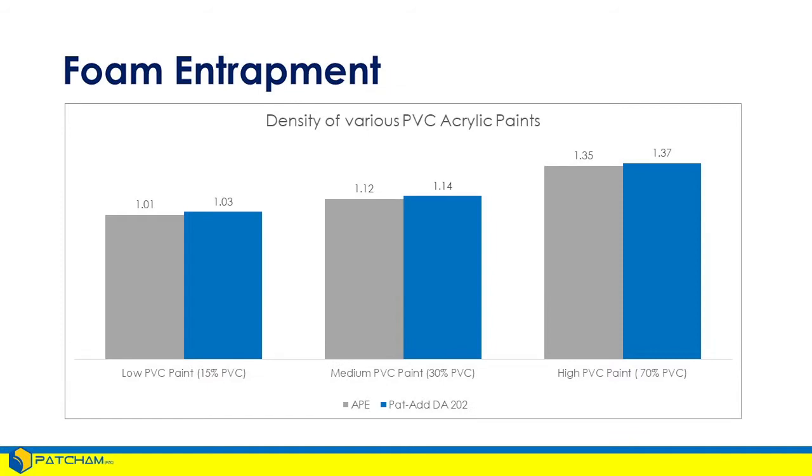Foam entrapment. This is where we take the finished paint and we shake it, stir it up, and then we measure the density of that. And you can see that if we take these paints and plot them, the comparison of gray versus blue, the blue is at least equal, but marginally better in all cases of PVC, from low, medium to high.